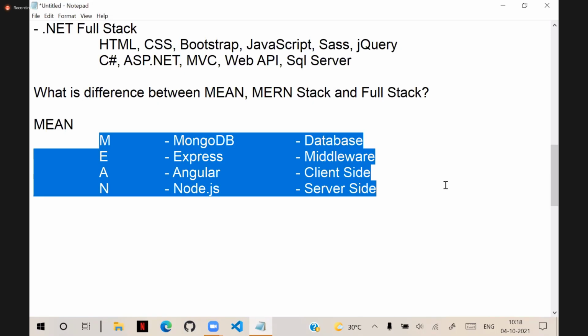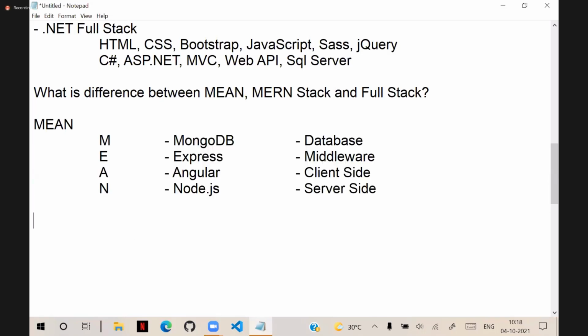That means this is for whom? MEAN stack is for the people who already know HTML, CSS, JavaScript. If you are already aware of HTML, CSS, JavaScript, then you can go with MEAN stack. There is another one, same. Instead of MEAN, we have MERN. Here there is only one change: R stands for React.js. On the client side, you will have React.js. The rest of the options are the same. There is no change between them.